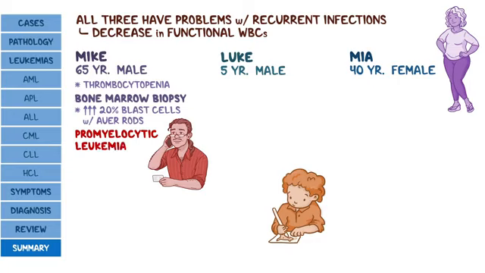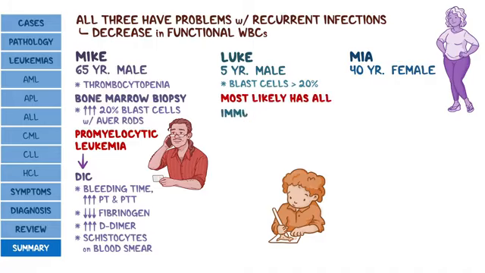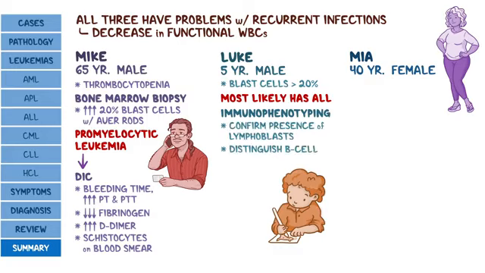APL is also the cause of his DIC, which results in prolonged PT and PTT, decreased fibrinogen, elevated D-dimer, and schistocytes on peripheral blood smear. Now, Luke also has blasts more than 20%, and with his young age, he most likely has ALL. Immunophenotyping must be done to confirm the presence of lymphoblasts and then distinguish B-cell leukemia from T-cell leukemia.